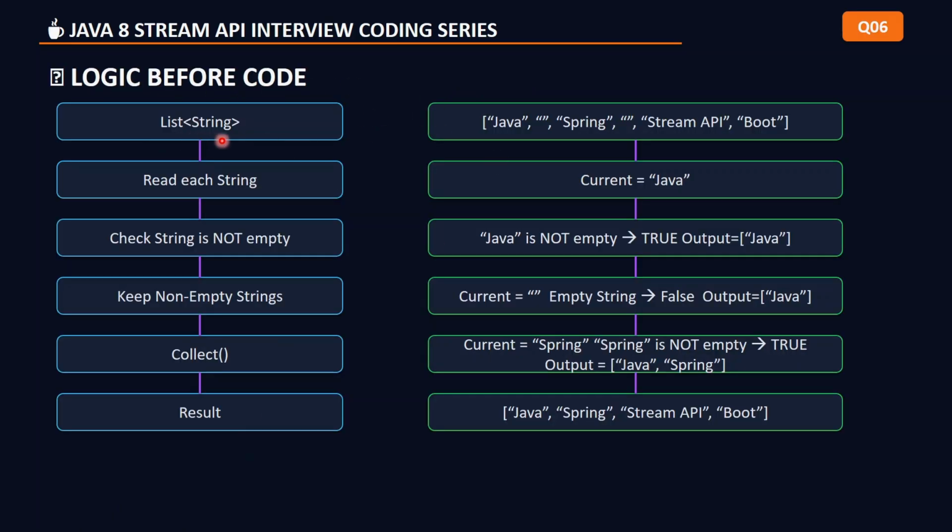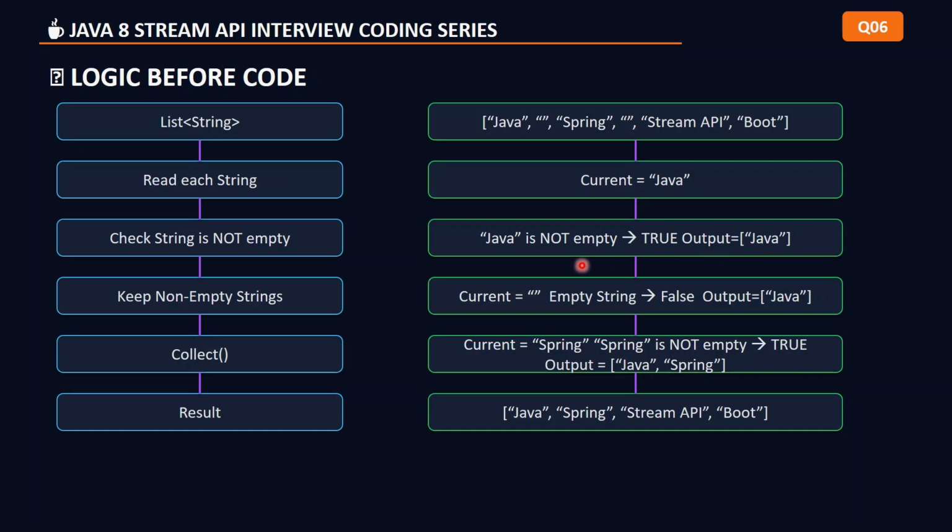Here is the logic before code. We have a list of strings with the values Java, empty string, Spring, empty string, Stream API, boot. We are going to read each string. Currently we have Java, right? For this Java, we are going to check whether it is empty or not. Since Java is non-empty, it returns true. Since it is true, we are going to add it into the list. So inside the list, the element will be Java.